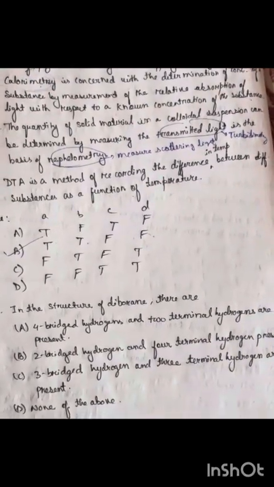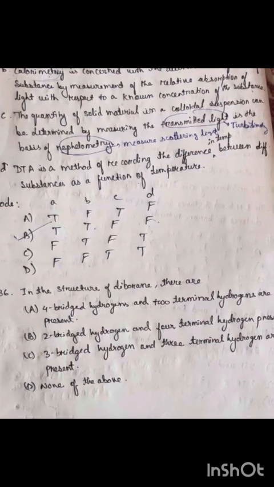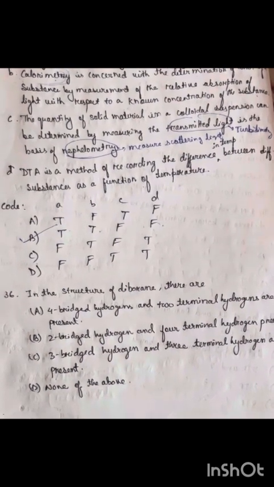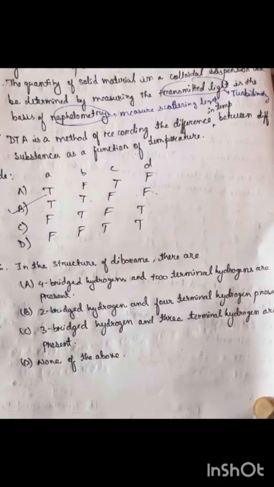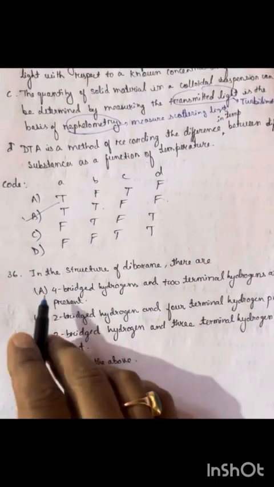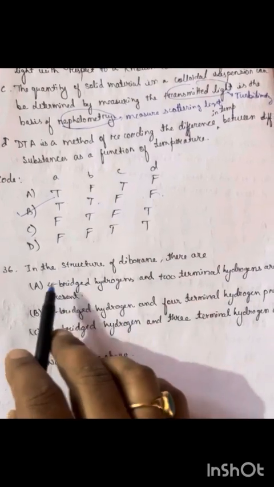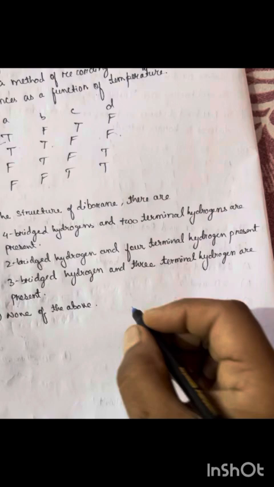Hi everyone. Let's start with question number 36 to 40. This is a very important question, and it's often asked, repeated from this concept. First question is on the structure of diborane. What you have to know, the structure of diborane is very easy.